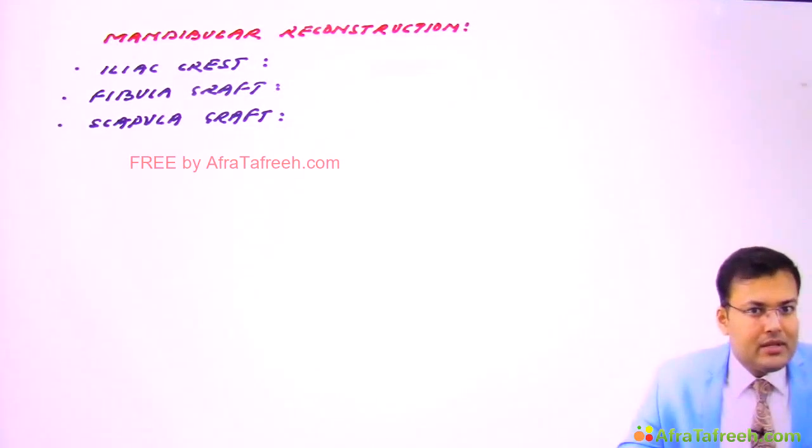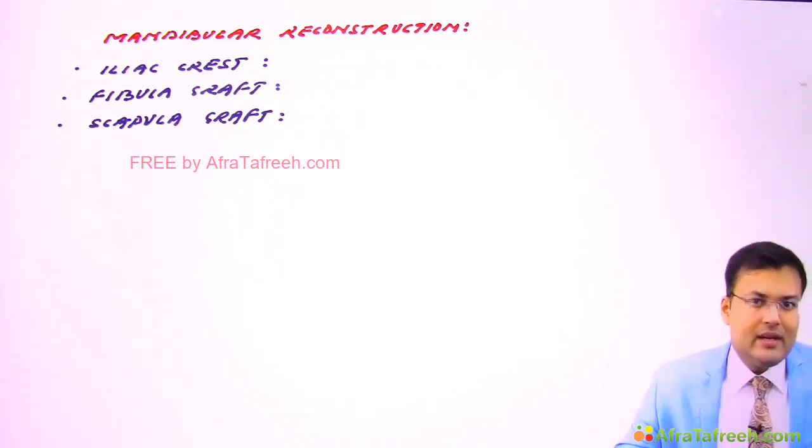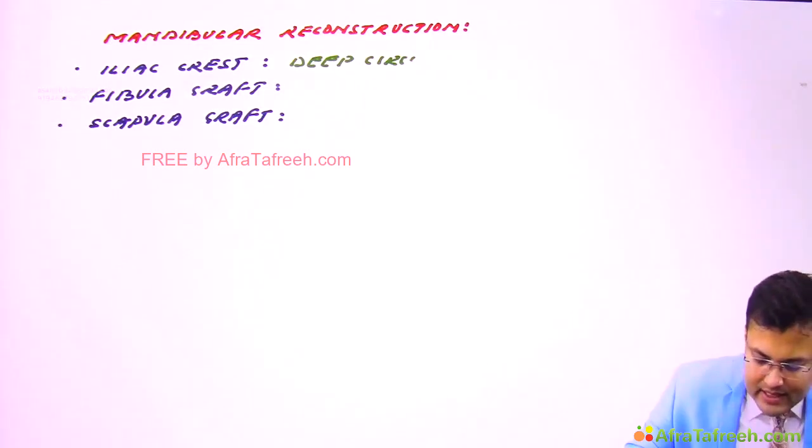Okay. So see, these grafts are based on which vessels? First question, this iliac crest graft is based on deep circumflex iliac artery. Fibula graft is based on peroneal artery, and what about scapula graft? It is based on subscapular artery. So iliac crest graft, it is based on deep circumflex iliac artery. This fibula graft, it is based on peroneal artery, and scapula graft, it is based on subscapular artery.